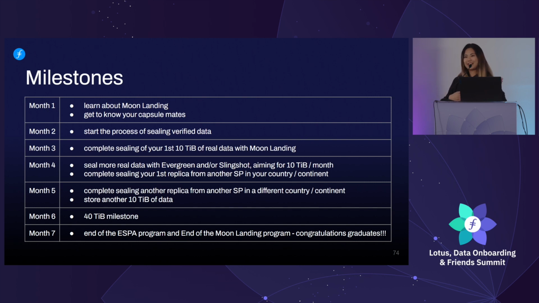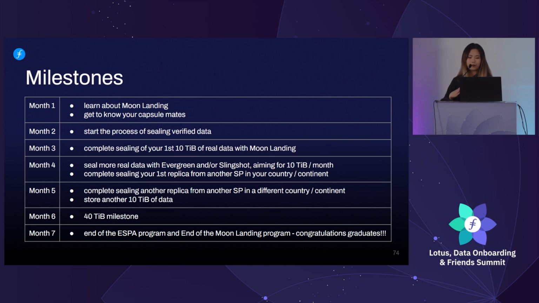At month 3 is when we expect you to have completed sealing your first 10 TiB of real data, or by real data, I mean verified deals. And by month 4, you would continue sealing verified deals at around 10 TiB a month. That's a number that my team came up with, but we will iterate on what kind of milestone is the most reasonable once this pilot takes off.